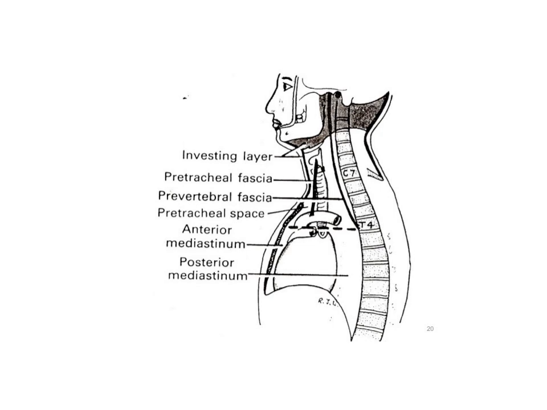So if there is infection anterior to this pretracheal layer, it will trickle down in the anterior mediastinum. But if there is any infection behind the prevertebral fascia, it will not reach the posterior mediastinum because of its inferior attachment to the T4 vertebra.